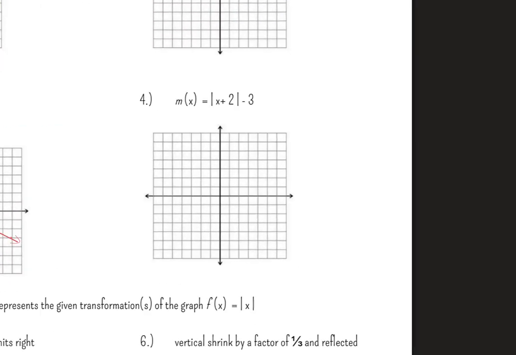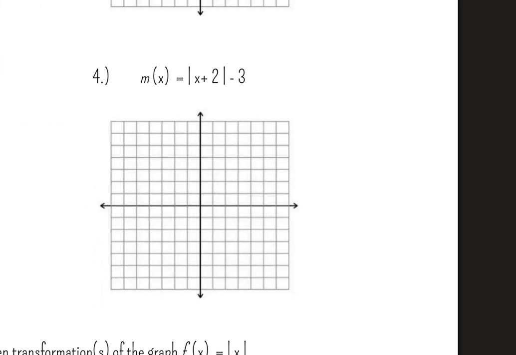Done. Now we got a combination of things. This is moving left 2. This is moving down 3. And if you're like, what do you mean left 2, down 3? I mean, our vertex is usually right there, but not anymore. We are moving it left 2, down 3. And now our slope is 1 in this direction. Our slope is negative 1 in this direction, okay? Let's get our graph going like that, just like that.